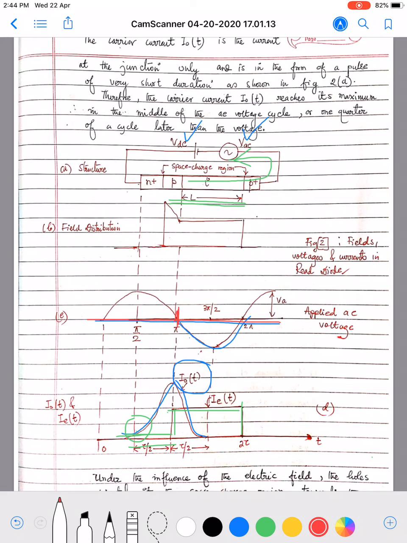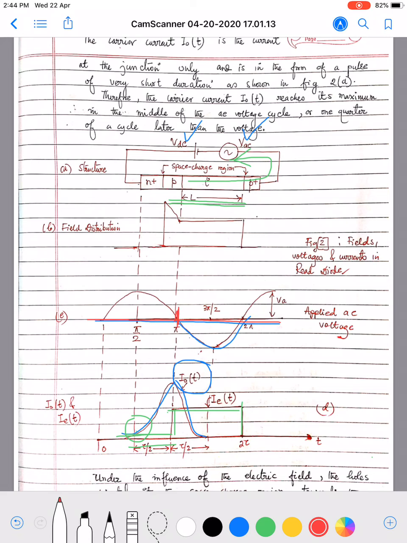Under the influence of the electric field, the holes are injected into the space charge region. The space charge region is the intrinsic region towards the negative terminal. As the injected holes traverse the drift space, that induces current IET as shown in figure 2d. IET is the external current. Since the drift velocity of the holes in the space charge region is constant, the induced current IET in the external circuit is equal to Q upon tau, dq/dt, that is Q into Vd by L, where tau is equal to L upon Vd.